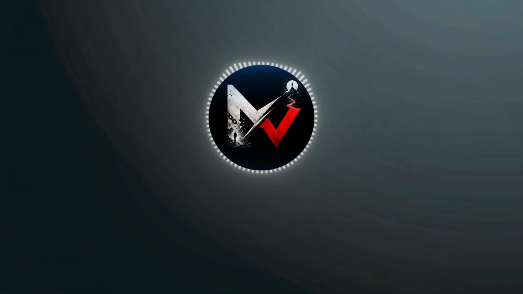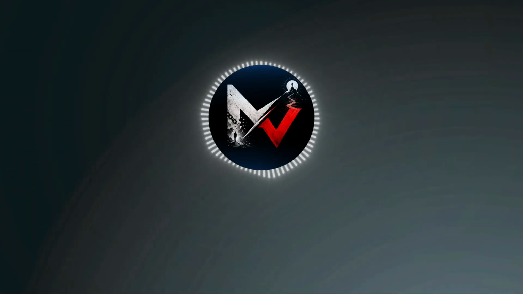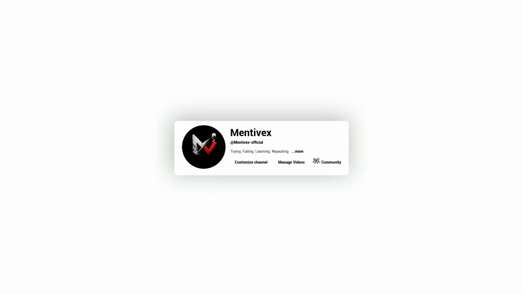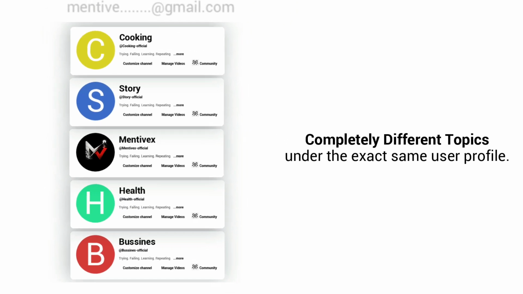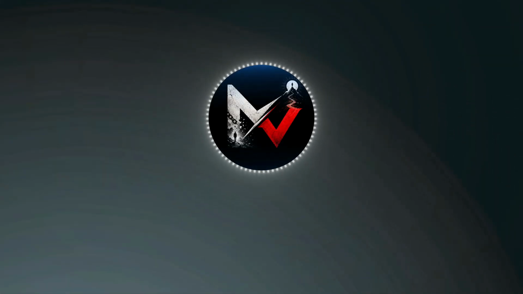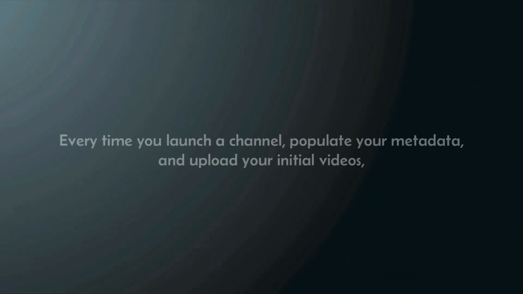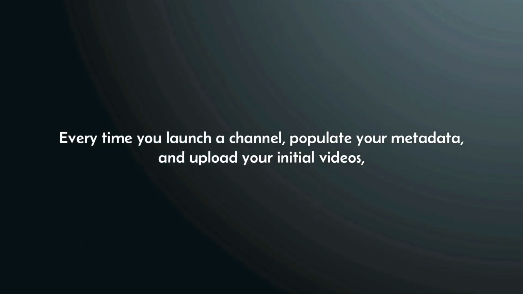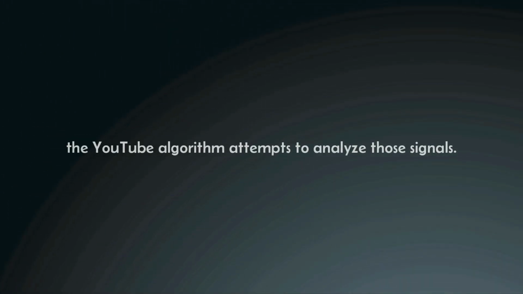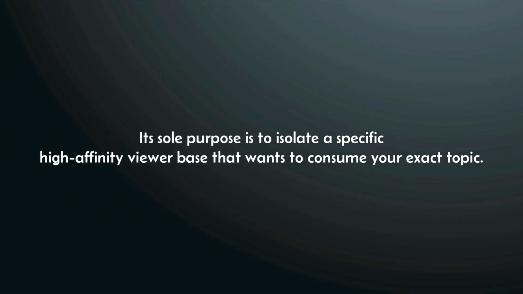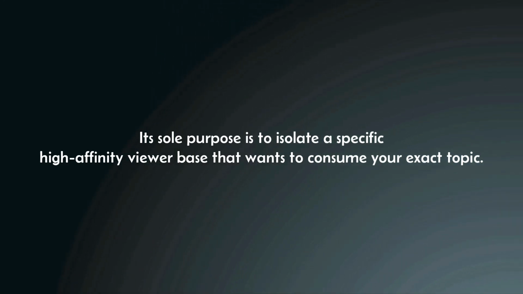Here is what the data reveals. The system does not penalize you simply for having multiple channels on a single Gmail. The true crisis occurs when you create multiple channels on completely different topics under the exact same user profile. Think about it. First, you build a channel centered around gaming or real life stories. Then you drop it and start a business channel. Then you switch again to video editing tutorials. Every time you launch a channel, populate your metadata and upload your initial videos, the YouTube algorithm attempts to analyze those signals. Its sole purpose is to isolate a specific high affinity viewer base that wants to consume your exact topic.